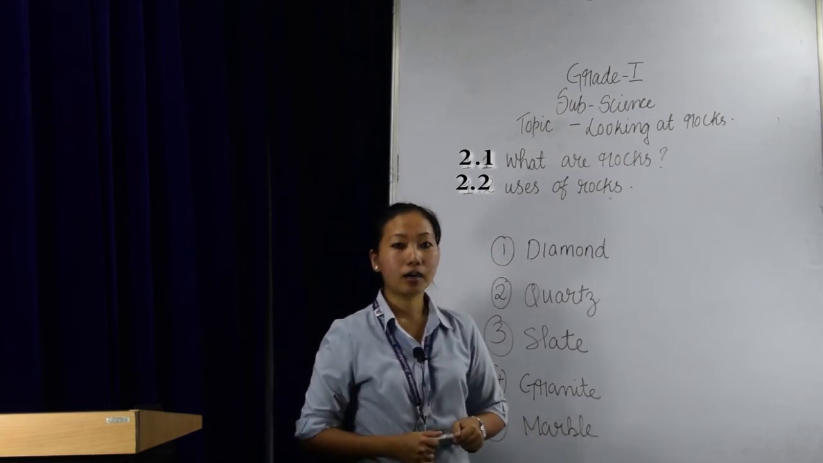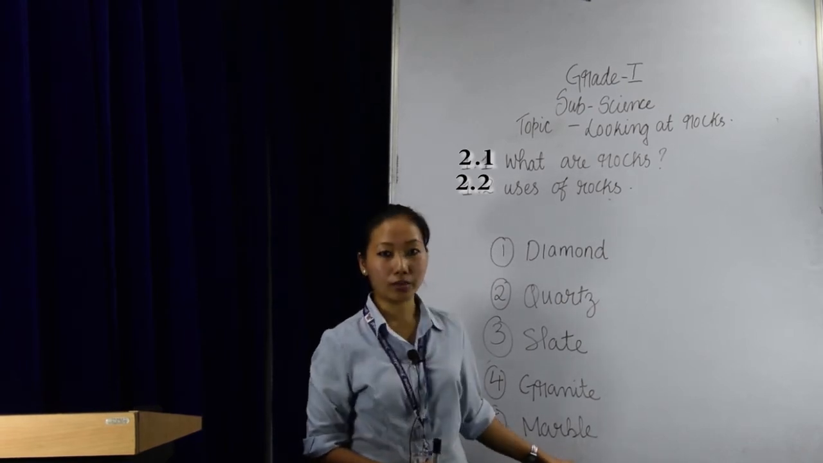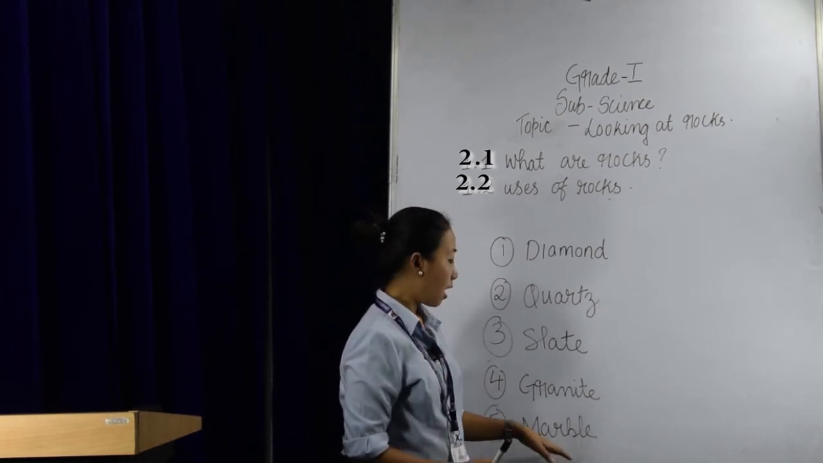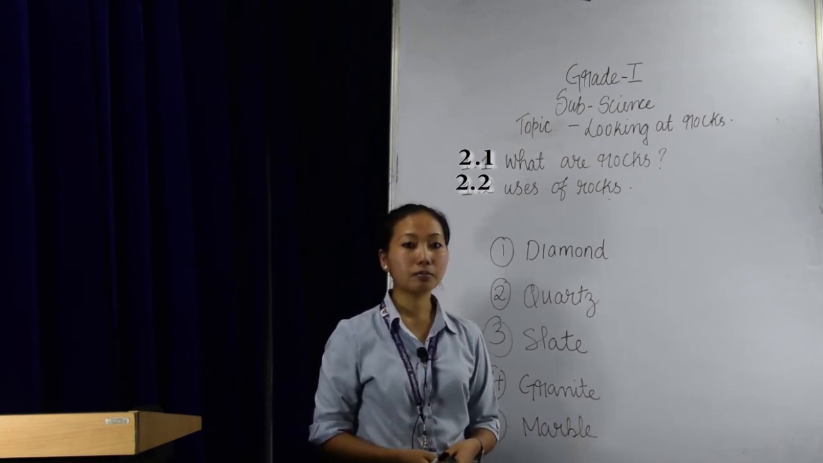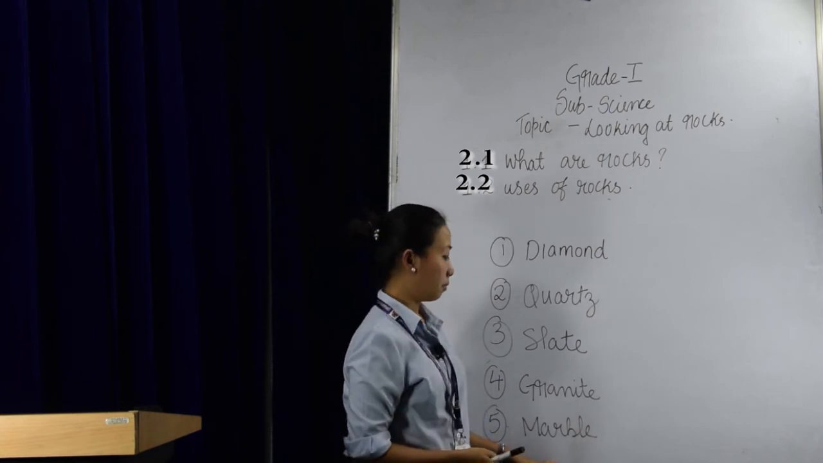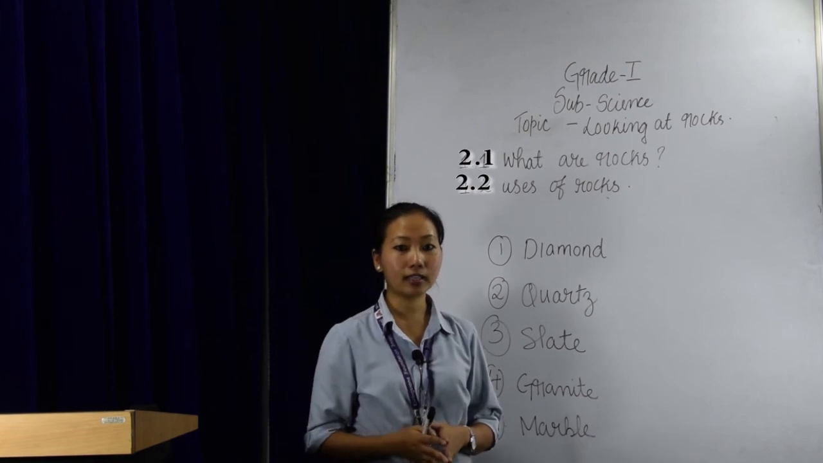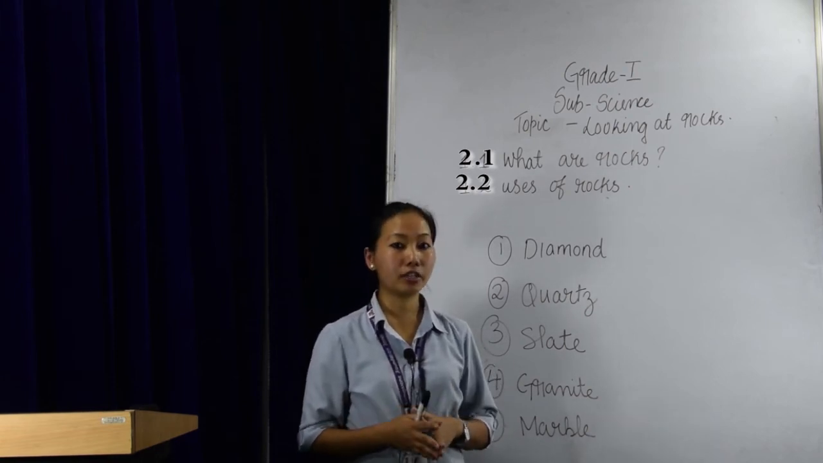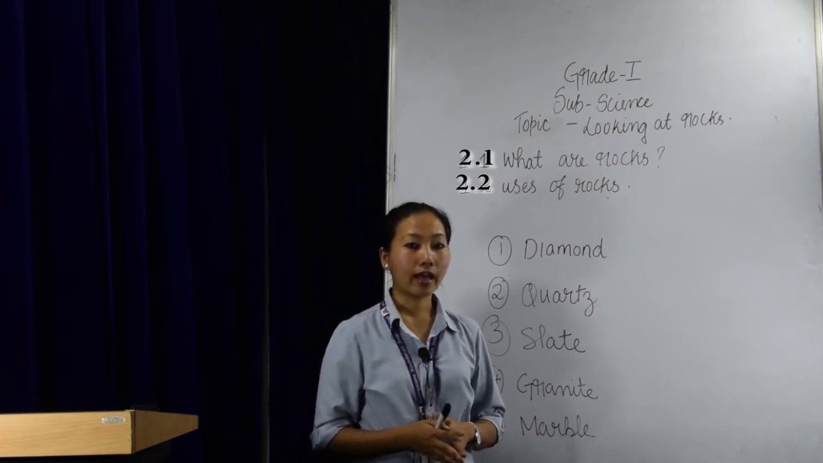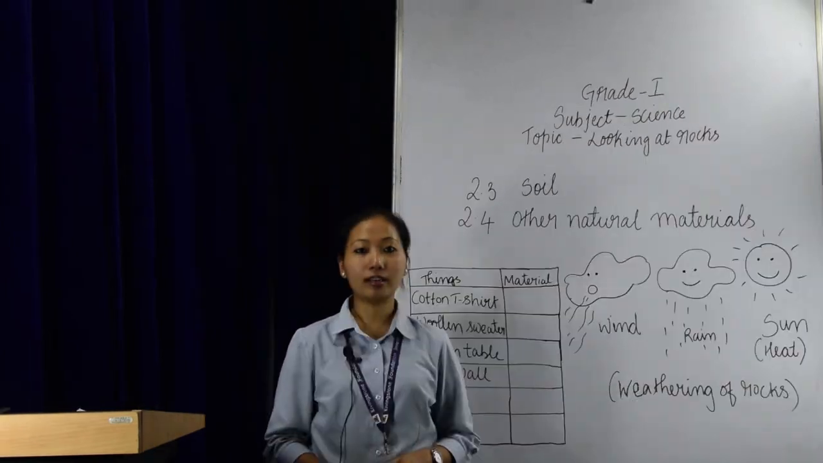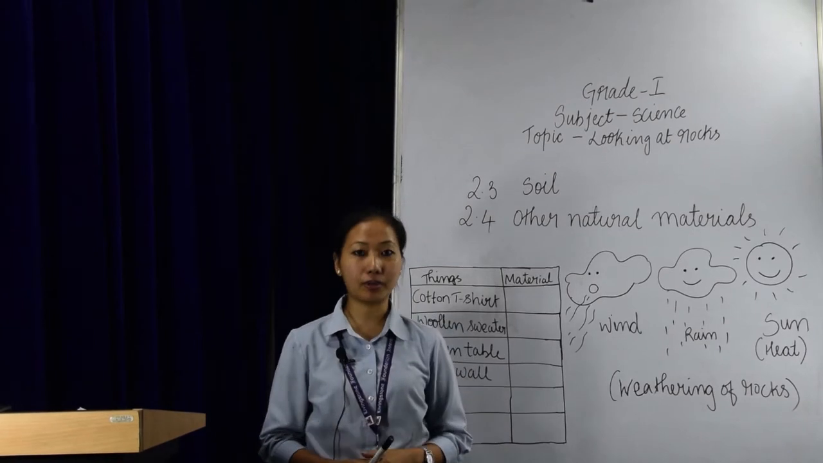Marble. Marble is a hard and smooth rock, and marble is also used in decoration and in buildings. We know one famous historical building, that is Taj Mahal. Taj Mahal is made up of white marble. Rocks are also used in making cement, for writing, that is chalk, for making statues, monuments, tombstones, and also for many other purposes.